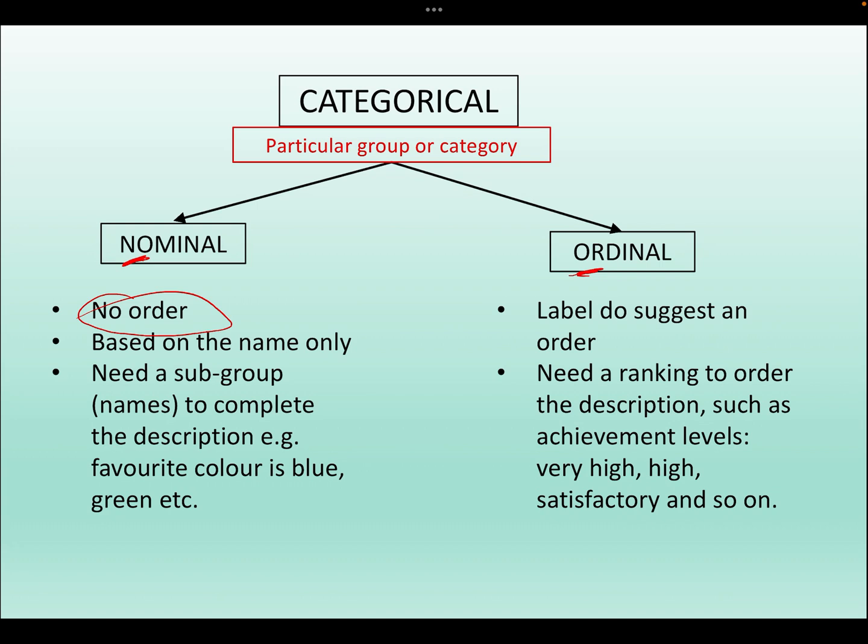So, for example, fitness level: unfit, fit, or very fit. Or movies, one star to five stars. And the achievement level, high, very high, and so on and so forth. So it does suggest some sort of order. You can think about ordinal and order.